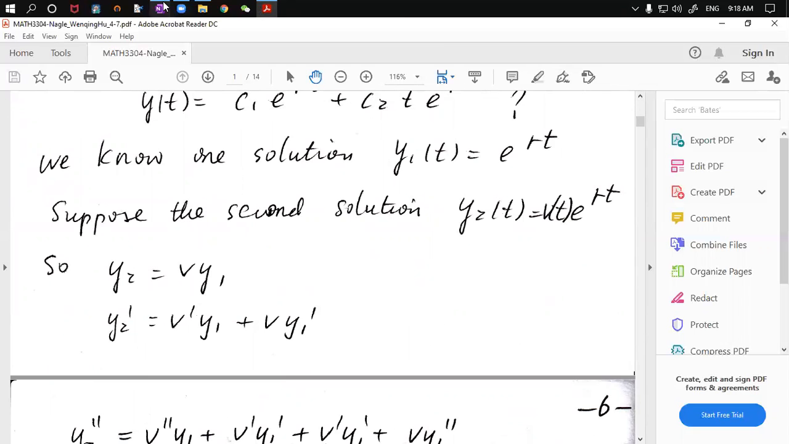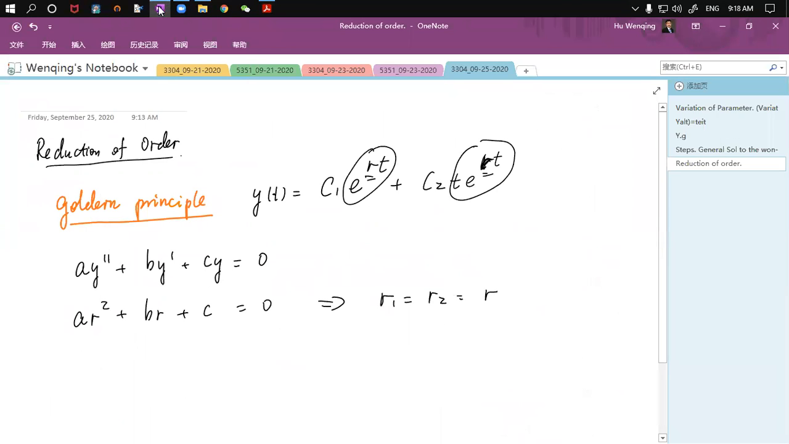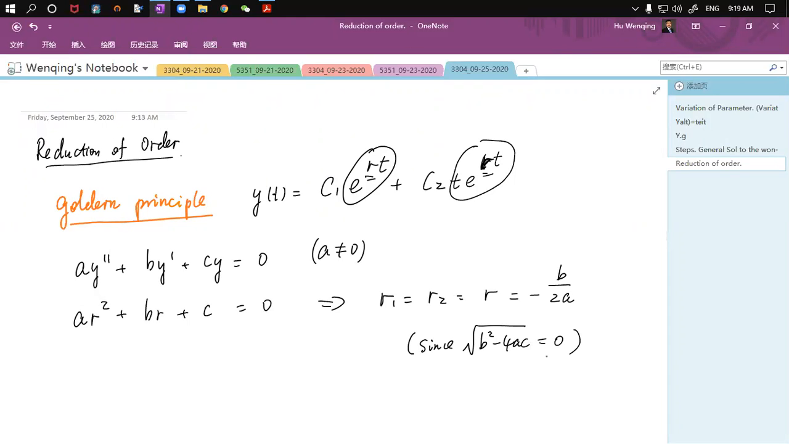So what's the idea? Let's say a is non-zero. If you have such a second order constant coefficient equation and it has a double root, it means both roots are equal to -b/(2a), since the square root of b^2 - 4ac is 0, the discriminant is 0. This is the common solution, -b/(2a). You agree with me, right?